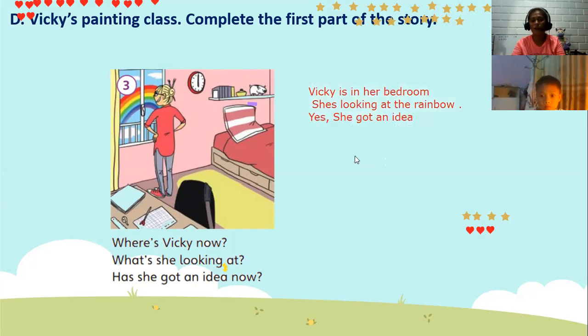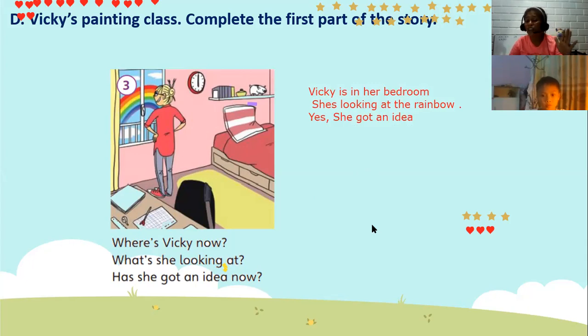Okay, where is Vicky now? Vicky, where are you? Okay, wait, what happened? Okay, have you got anything? Yes. Okay, for a while. Okay, Vicky is in her bedroom and then she's looking at the window and she got an idea.